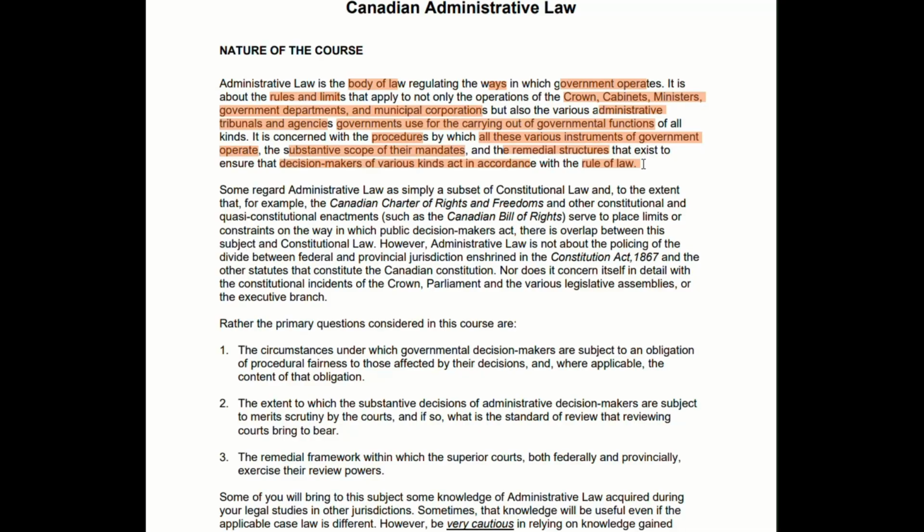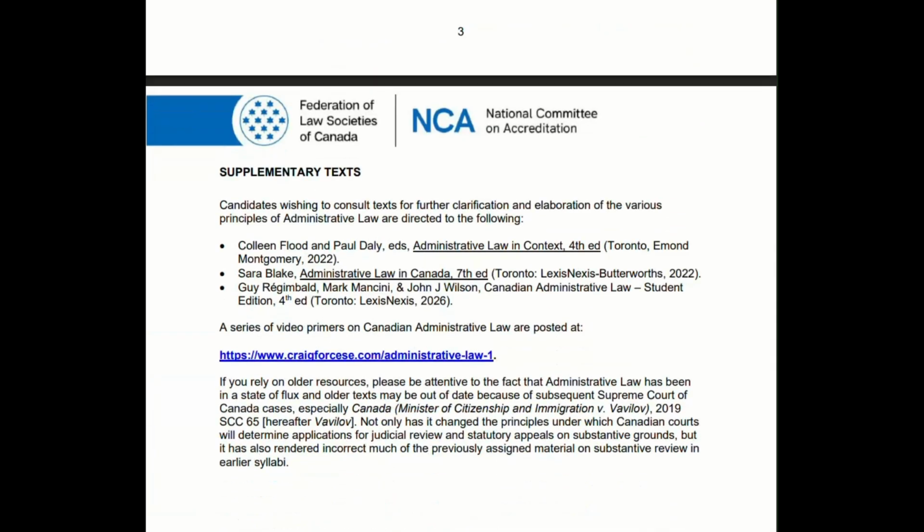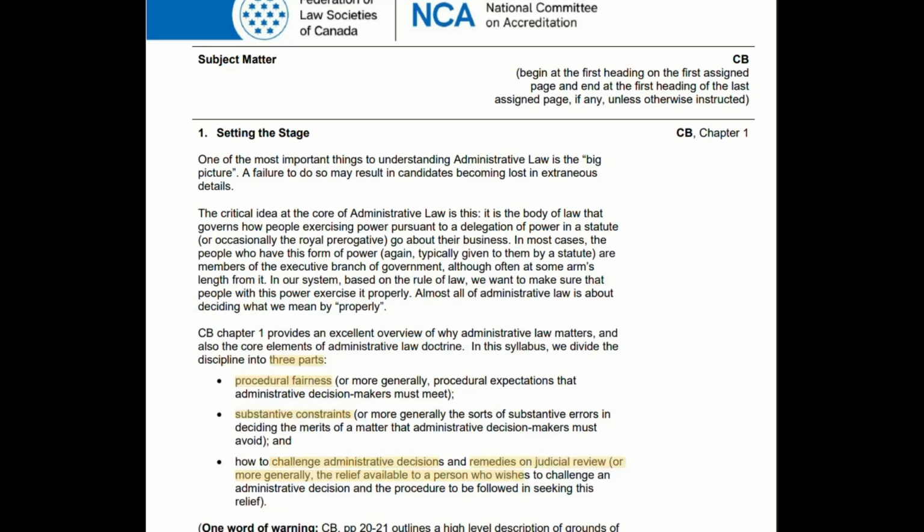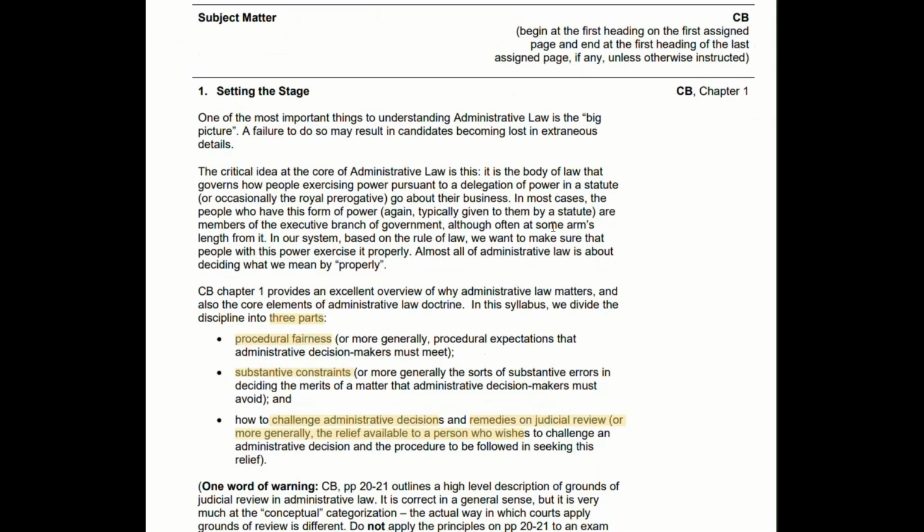Now, next, you must understand how the subject is structured. This you can understand from chapter number 1, that is setting the stage. When you read this chapter number 1, you will see that the syllabus divides administrative law into three parts. The very first area is procedural fairness. So basically, this area focuses on the procedural side of administrative decision making. In other words, you can say that the circumstances in which government decision makers owe a duty of procedural fairness to persons affected by their decisions, and where such a duty exists, what that duty requires.